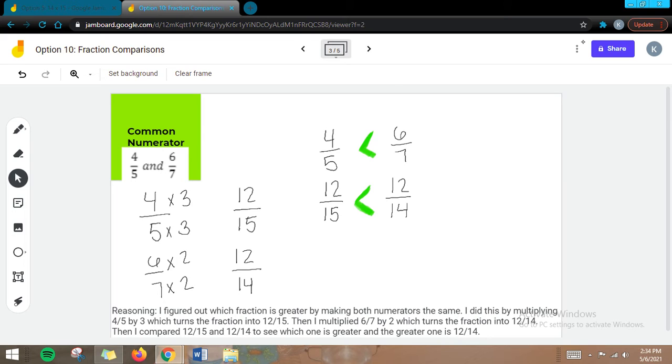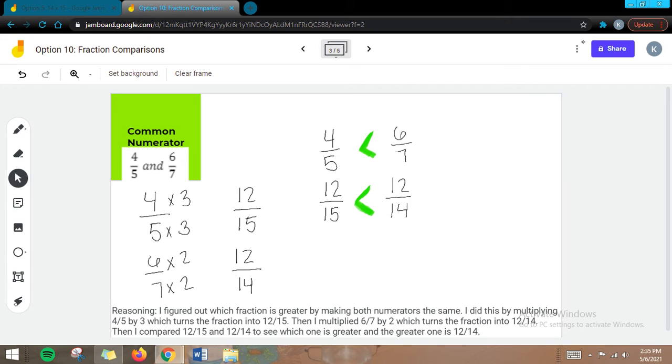For the second one, I did common numerator, so I did 4/5 and 6/7, and I wrote out 4/5 and 6/7, and then I needed to find a common top number between the two, so I decided to choose 12, and so I did 4/5 times 3, which is 12/15, wrote that below here, and then I did 6/7 times 2, which is 12/14, so that way the common numerator is 12. And then I found that 12/14, which is 6/7, is greater than 4/5 or 12/15.